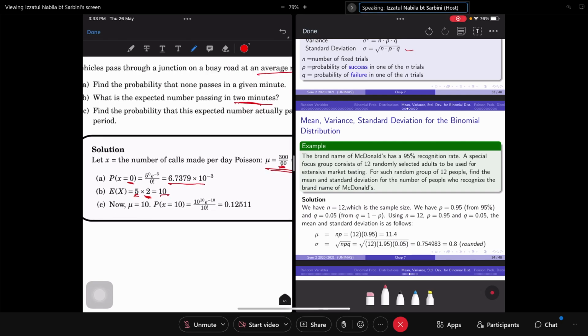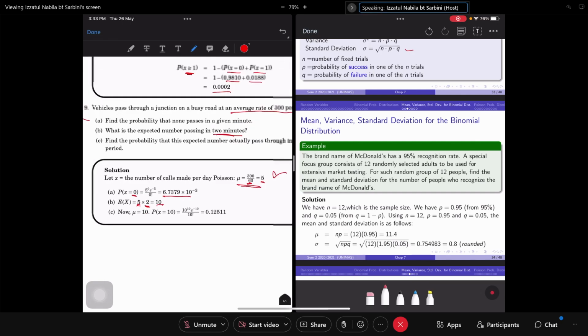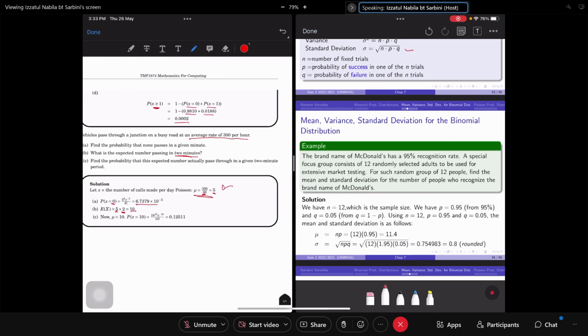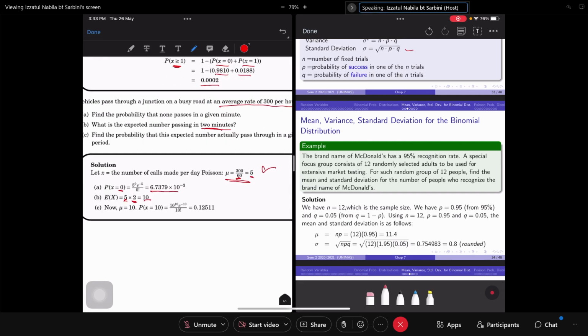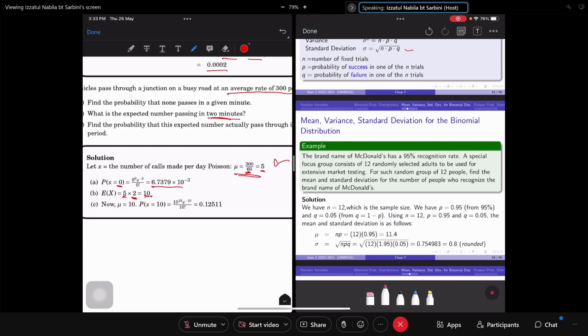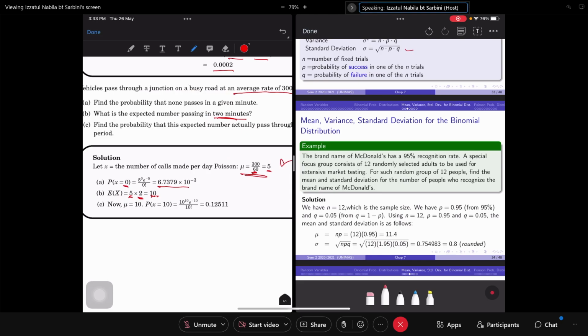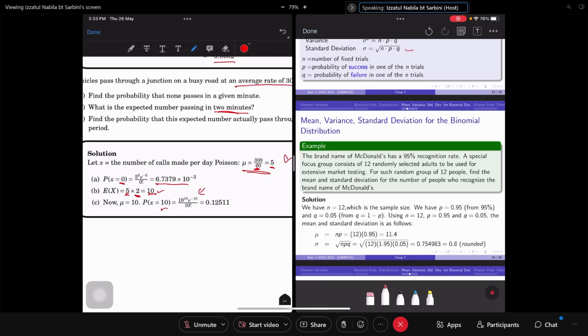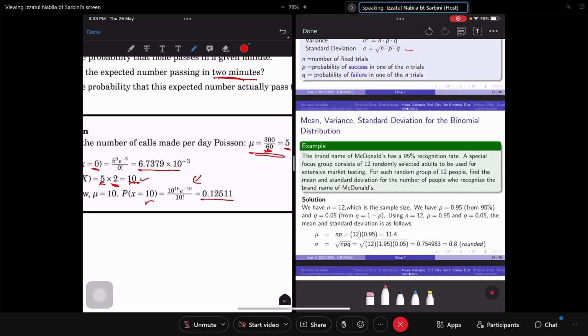Now, find the probability that the expected value actually passes through in a given 2-minute period. We have 10, right, and we want to calculate the probability of this expected value happening in a given 2 minutes. Earlier we calculated the expected value is 10. So now we want to calculate the probability of getting 10 vehicles, so x equals 10. You just substitute for r, then you calculate, and you get the probability of getting 10 vehicles to pass through, which is equal to 0.12511.